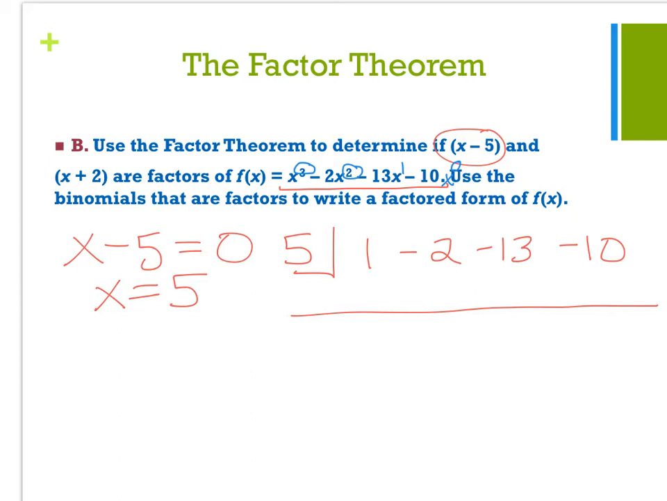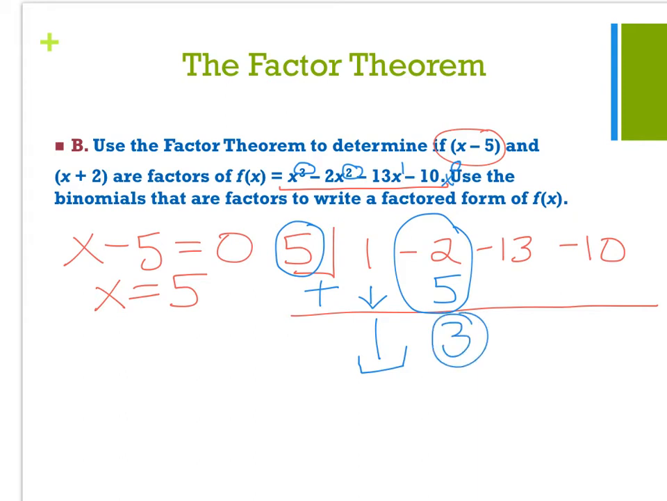And now I'm going to carry out the synthetic division. I'm going to carry down the 1 to start. Then I multiply 1 times my divisor. 1 times 5 is 5. If I add this column here, 5 and -2, it gives me a sum of 3. 3 times 5 is 15.